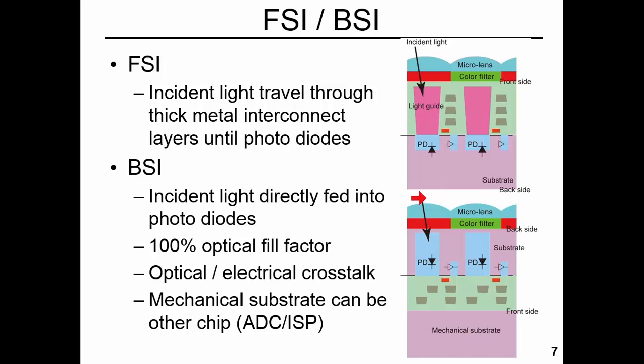But on the other side, because there are no walls like metal wiring, optical signals or electrical signals are easily crosstalked to the adjacent pixels. So to cope with that, we need to have optical and electrical shielding in between the pixels. Also, to form this kind of structure, a mechanical substrate is essential. But this substrate can become another chip, like an ADC (analog-to-digital converter) or signal processors.